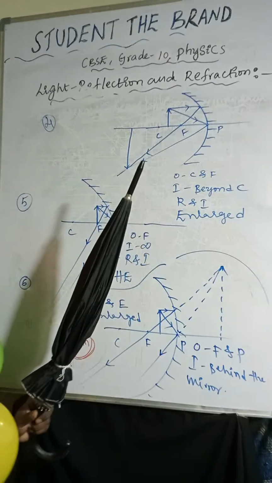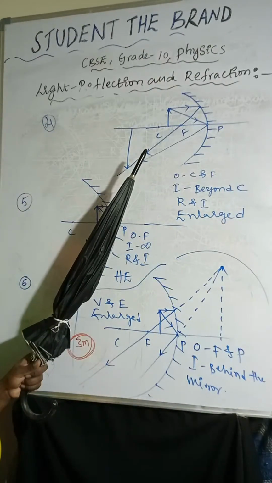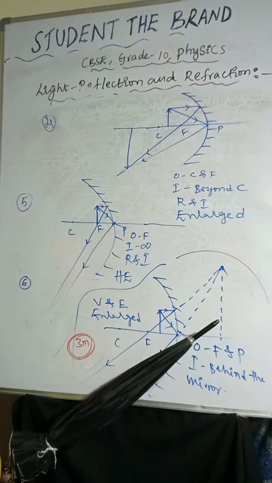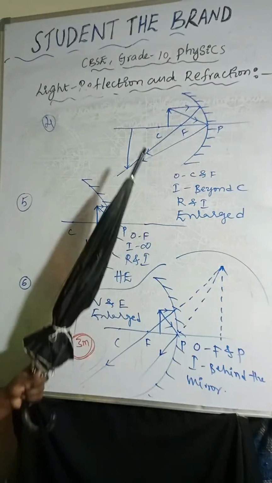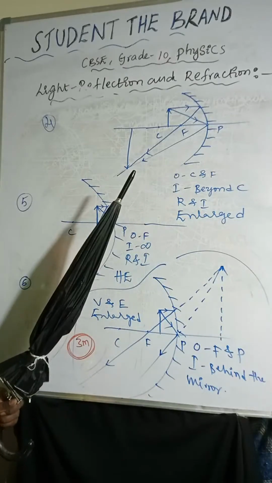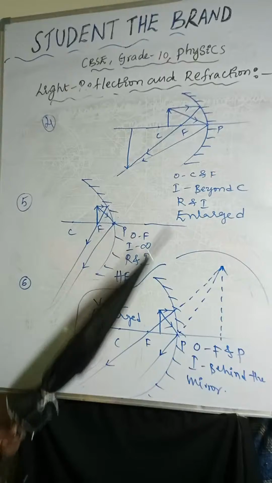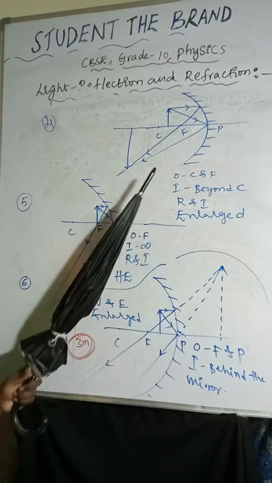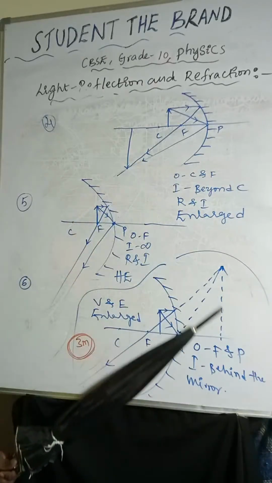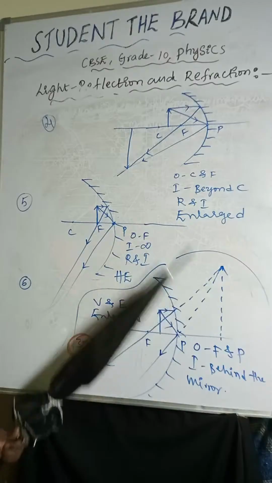Can you tell the difference between this one and this one? Here the image is real, inverted, and enlarged. Here the image is virtual, erect, and enlarged. So in these two cases only you will get an enlarged image. Here you will get real, here you will get virtual. They may ask the difference. In a concave mirror, you get real, inverted, and enlarged, and virtual, erect, and enlarged. So draw the image formations and give the difference between them.